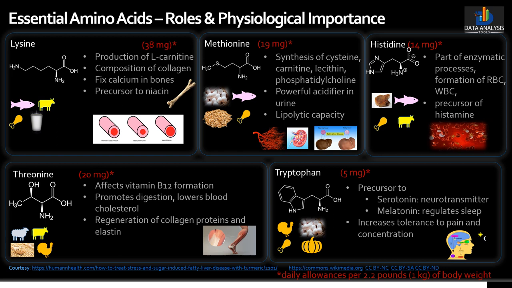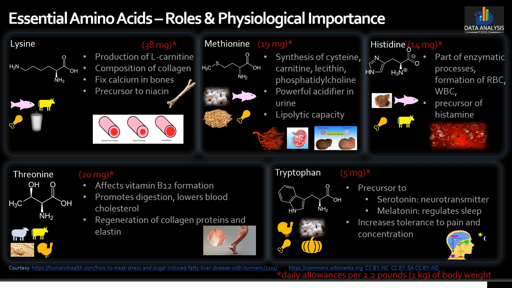At the level of tissues, it promotes the regeneration of collagen proteins and elastin. It's used in sporting contexts primarily to prevent tendon and muscle injuries. The daily allowance per 1 kg of body weight for threonine is 20 milligrams.